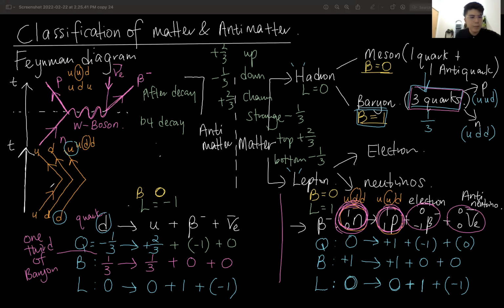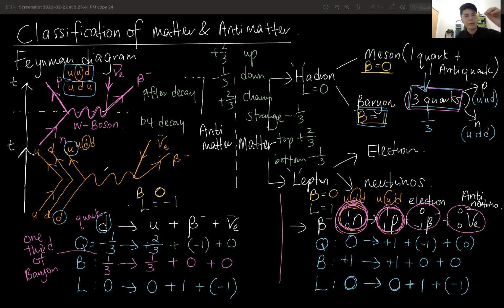This U to U doesn't change. D to D doesn't change. So this one, D changed to U. That's why I switched the position. I write UDU up here because I want to show the change at the third line. The third line should be connected to the squiggly line here, like this. This one is going to be beta minus. Everything else is the same and doesn't change. This one is an anti-neutrino.